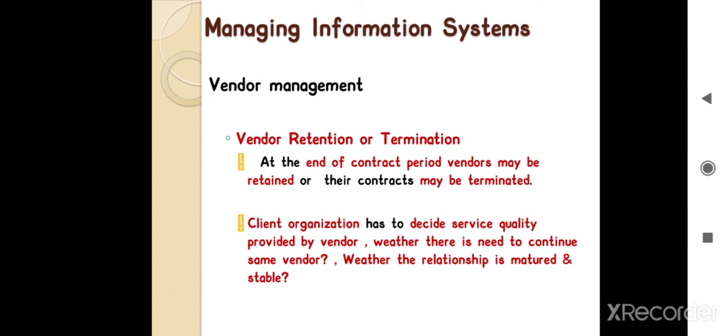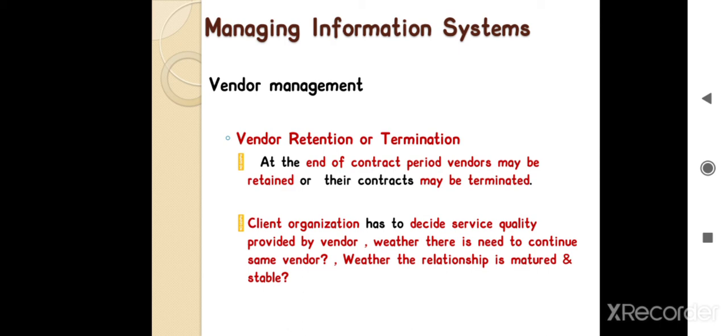So the last one is vendor retention or termination. At the end of the contract period, the vendor may be retained or their contract may be terminated. Suppose we have made a service provision, just like we can take the example of website development. We are going to have service providers, vendors who are going to develop the website for us. Those website developers are going to make an agreement of 1 year. Means there is only a contract of 1 year.